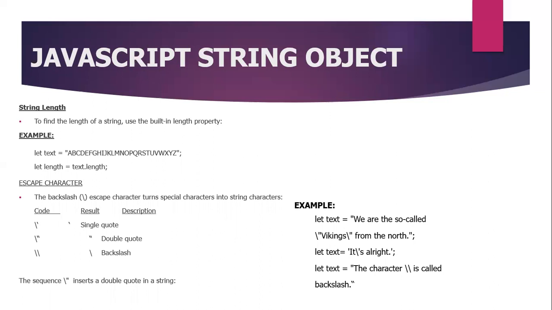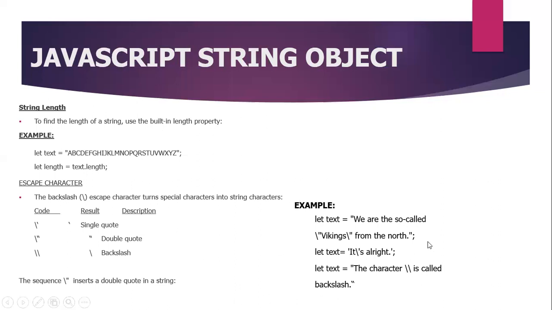Escape character. The backslash escape character turns special characters into string characters. That means the text which we want to print in the HTML web page containing special characters like single quotes, double quotes, ampersand, and so on, we can give using a backslash and single quote. If a backslash should be given as an output, we can use a double backslash.